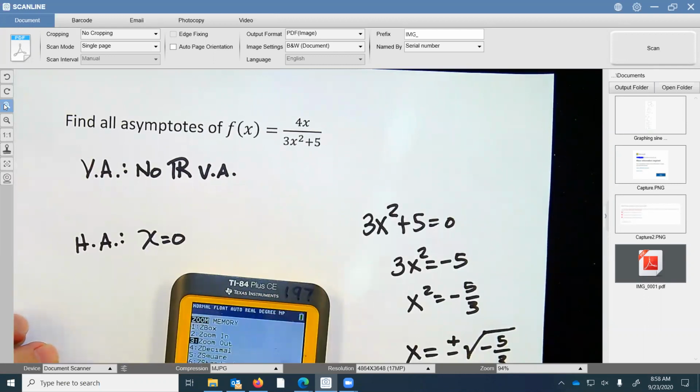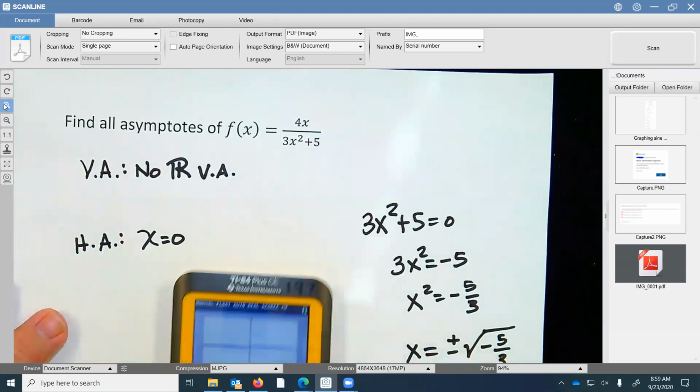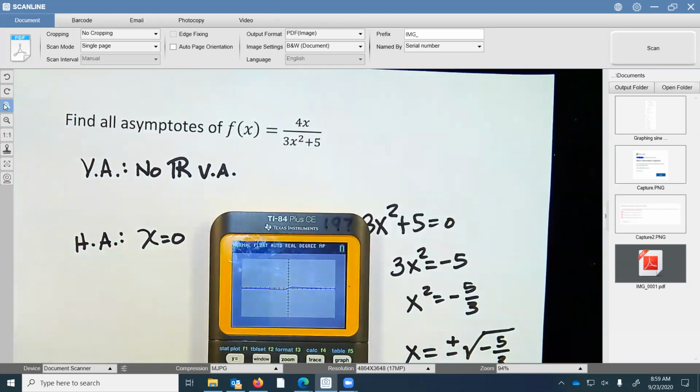This one's probably going to be really, well, hold on a second, somebody has stat plot on. Okay. It might help if I actually put it in the right place. There we go. We can see that it does look like it's getting closer to 0, but there isn't any vertical asymptote. There's no spot where it's going up on both sides.